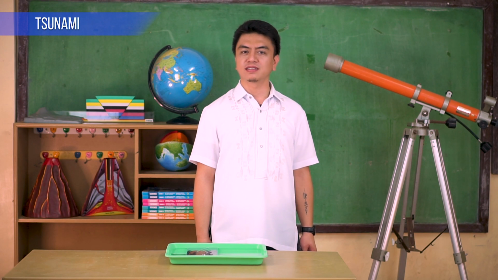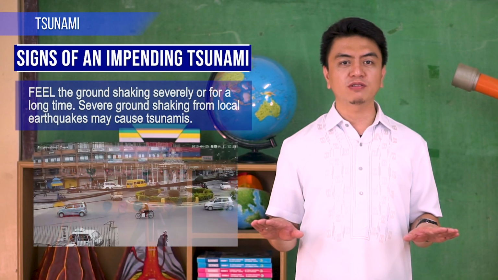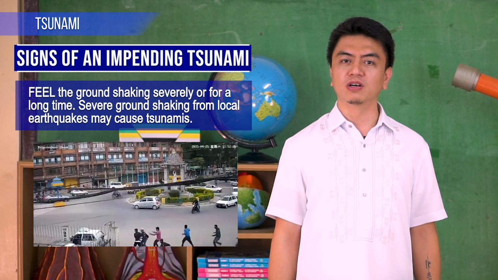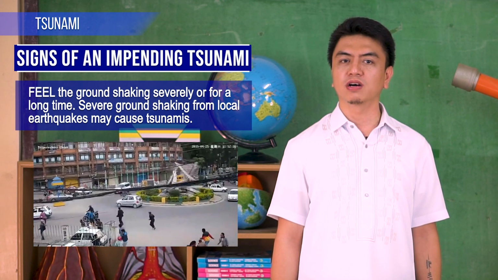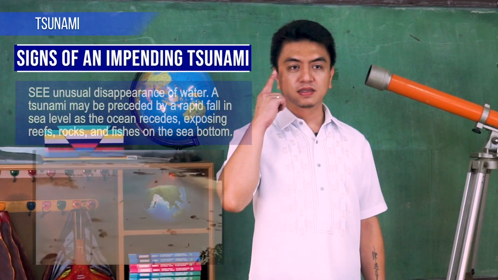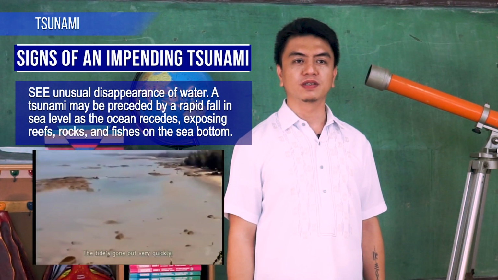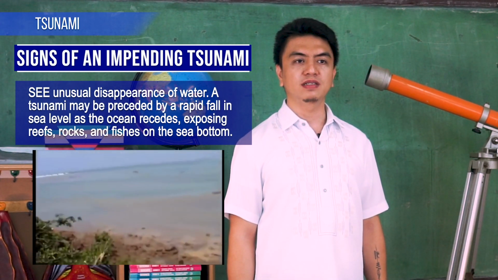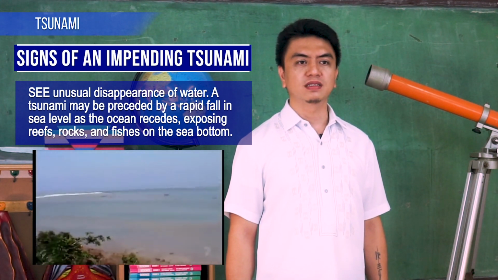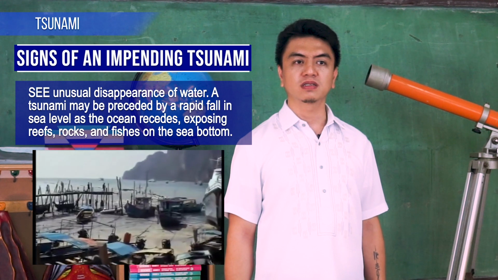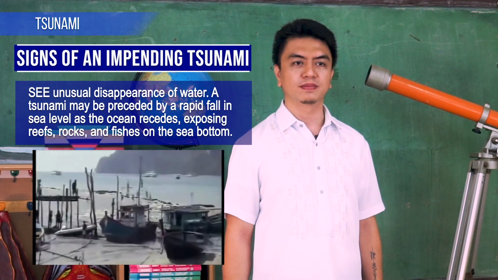What are the signs of an impending tsunami? We can detect tsunami using our senses. Feel the ground shaking severely or for a long time. Severe ground shaking from local earthquakes may cause tsunamis. See unusual disappearance of water. A tsunami may be preceded by a rapid fall in the sea level as the ocean recedes, exposing reefs, rocks, and fishes on the sea bottom.